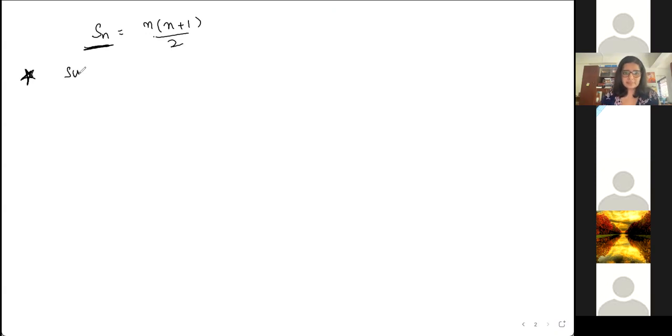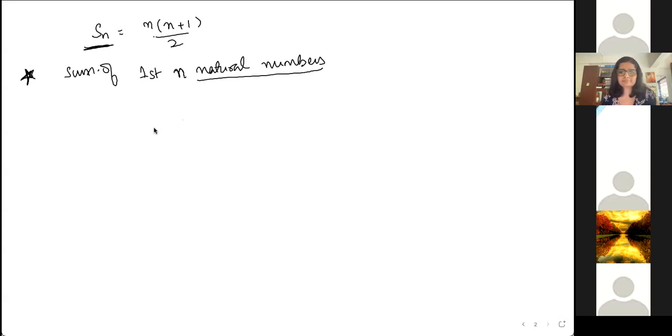So specifically, sum of first n natural numbers. Okay, this doesn't mean the first number should be a natural number. It is the sum of first n number of natural numbers. What are natural numbers? Numbers from 1 to infinity, right? So 1, 2, 3, 4, all of these come under natural numbers.